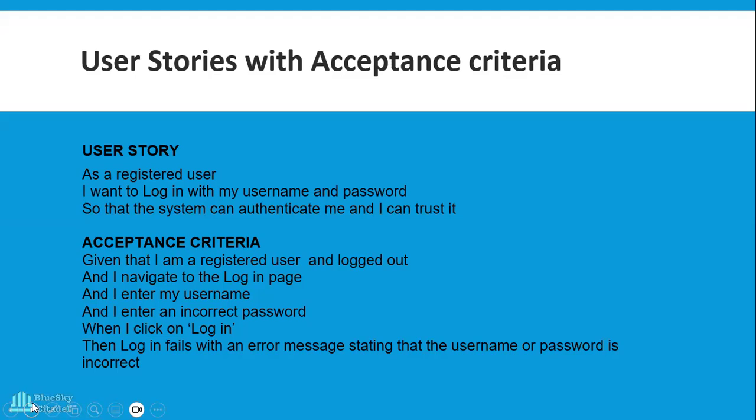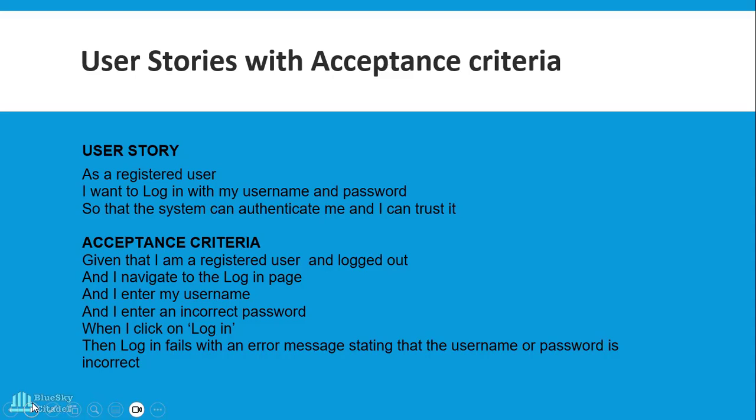So if you are doing the testing, what would you do? Given that I'm a registered user, the question is, am I a registered user? Yes. Am I logged out at the moment? Yes. Okay, I navigate to the login page. Yeah, click on login. All right. I enter my username and I enter an incorrect password. Okay, when I click on login, so I already know my password, but I want to check that everything is working as it should, because that's what we call happy path, okay, and sad path. So this is not a happy path. This is us intentionally putting wrong information to test whether the system will react as it should, okay?